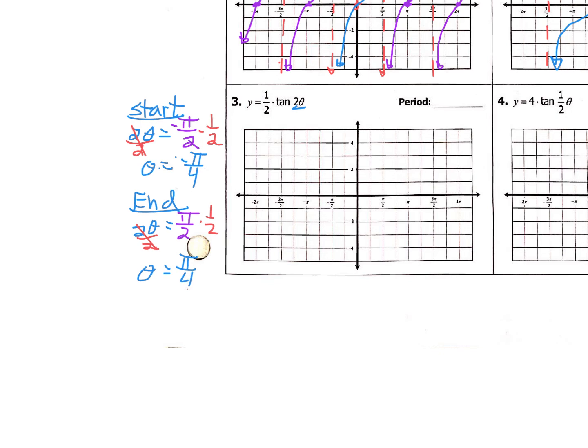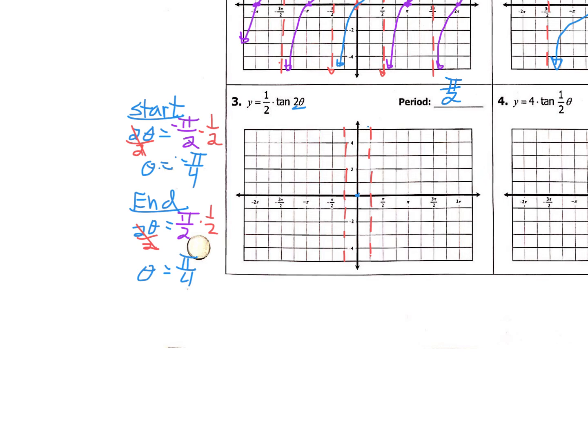So what has happened is our period has shrunk quite a bit. Remember, these grid lines are going by pi over 4. So this is our first asymptote at negative pi over 4, and this is our second. So if you count, your period is 1/4, 2/4. 2/4 is the same as 1/2 pi, so it's pi over 2. And then our very center is right there.